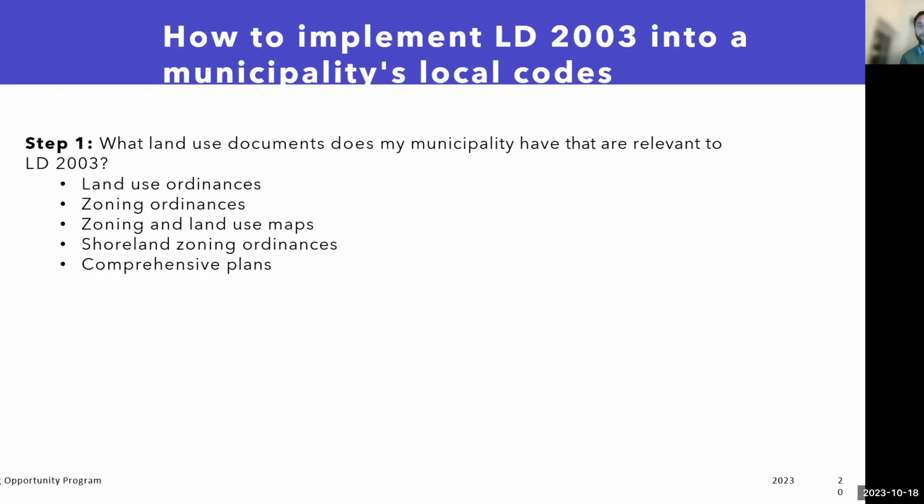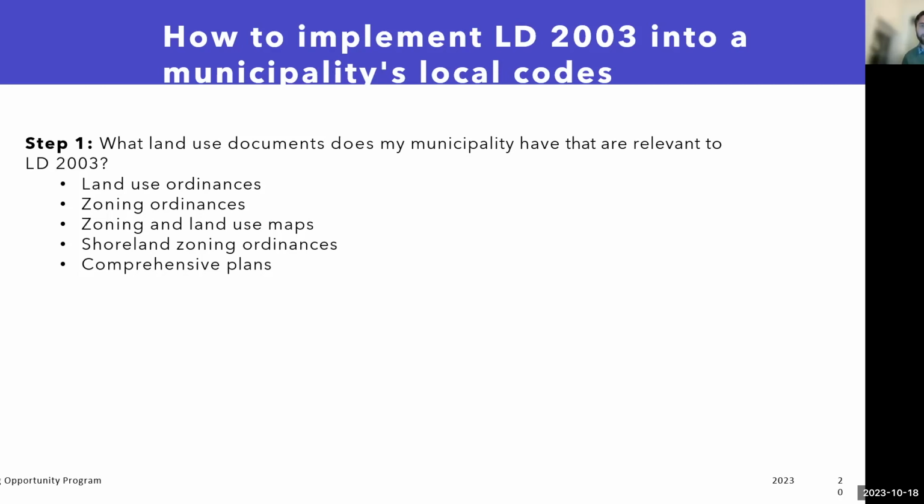So that was a quick overview of LD 2003. I apologize for how brief that was, but I wanted to make sure that we got into that a little bit and then talked about how you can start to implement LD 2003 into each of your communities. As you heard in the first presentation, there are different ways to structure both your zoning provisions and any local permitting. So the first step in making these amendments to your local codes is just to understand what you actually have as local ordinances.